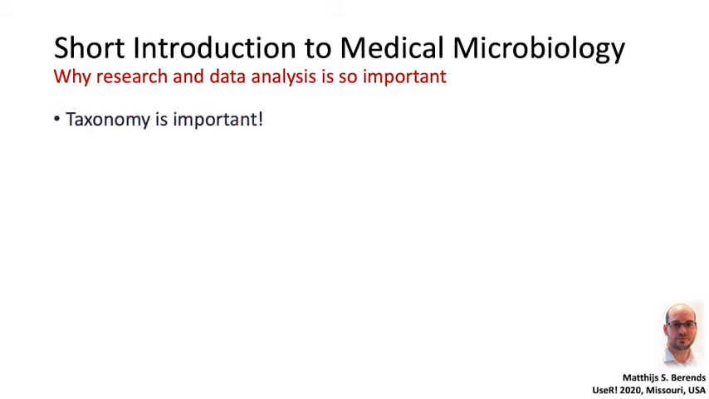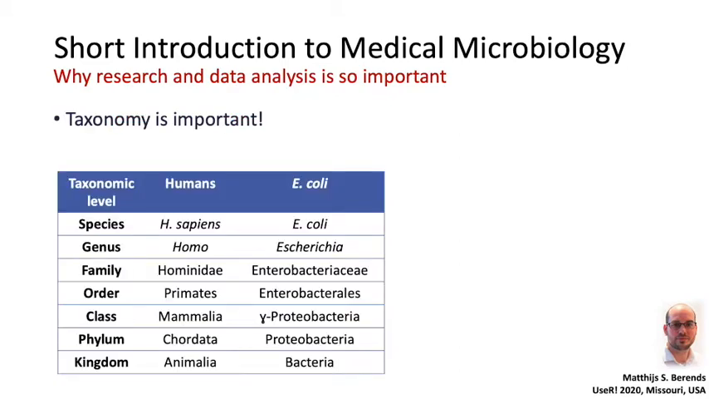Another important thing is taxonomy. I think most of you will know taxonomy. Here's an example of the different taxonomic levels, from kingdom to species. There are also some in between, but these are the most important ones for now. And here you see an example for humans, right? We are Homo sapiens, genus Homo, and we go down to the kingdom of Animalia. If we look at E. coli, for example, a bacterium, then you see it's part of the kingdom of bacteria, obviously, and here are all the different levels until we get to the genus level for Escherichia and the species level coli.